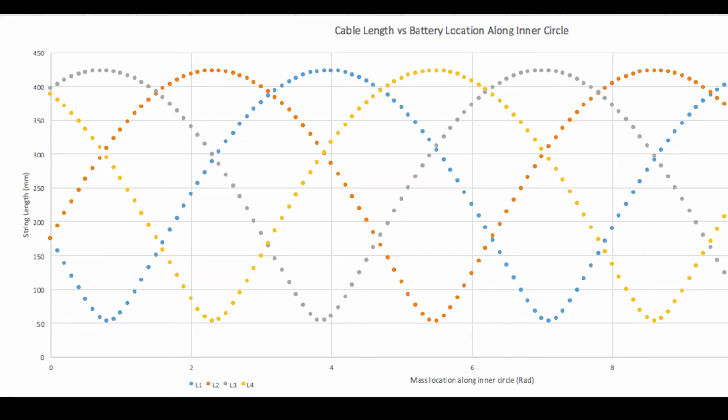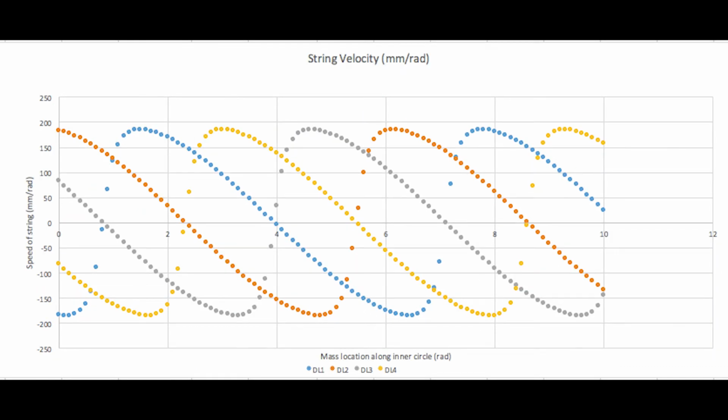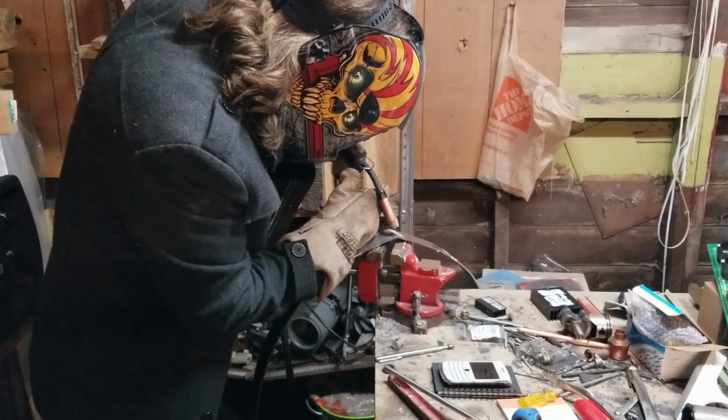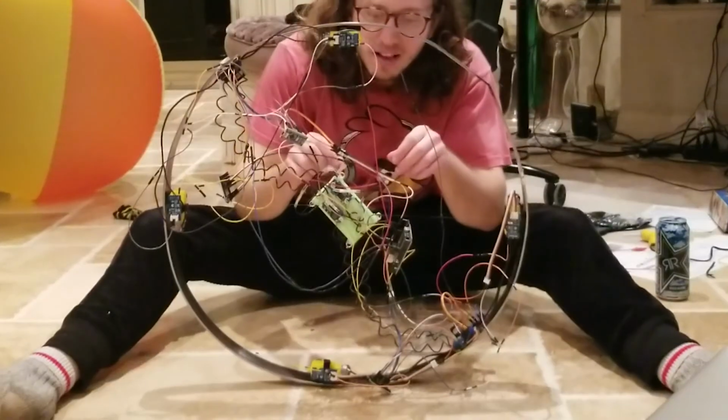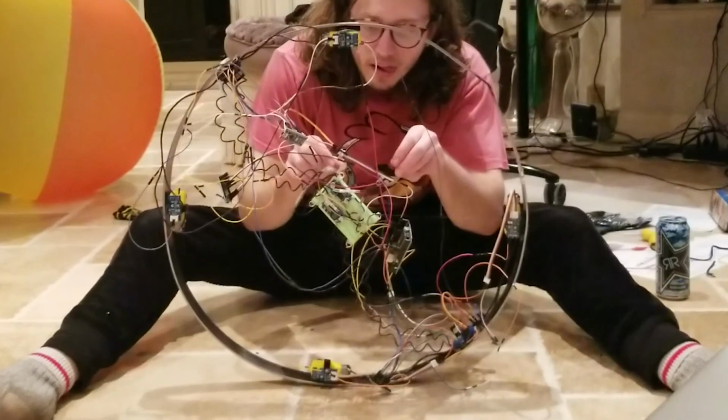We formulated equations to represent the cable length versus where the battery is inside the inner circle. Taking the derivative of this equation gives us the velocity of the string as it changes length. I made a test string by bending flat bar around a tire and welding it. This device was extremely complicated to build. I don't have time, even if I took the whole video, to begin to unpack what's in there. 5 microcontrollers, 2 boost converters, 2 motor controllers, 5 positional sensors, 4 motors. The list goes on and on and on.